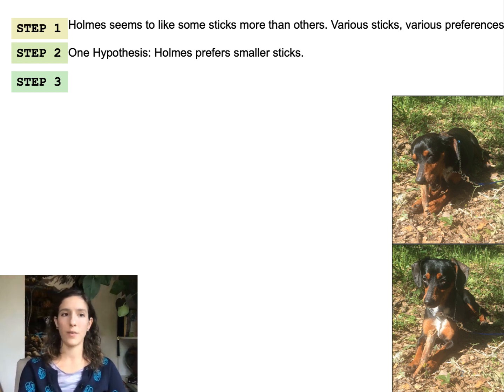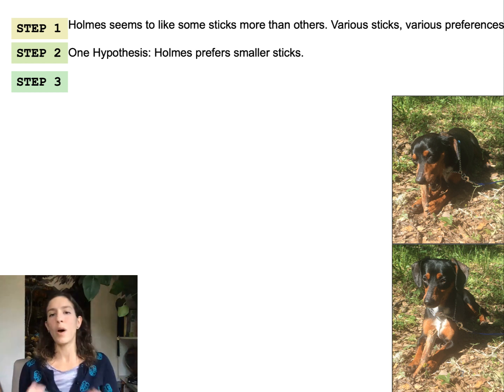So then can I just give him one small stick and one large stick and see which one he picks? No, that is also not good enough to fully answer this question of what Holmes's favorite type of stick is. If we just give him one of each, well, maybe he's just choosing the small one here because there was a little bit of honey residue on it. Or maybe this large one had some strange smell to it that he did not like. So just because he chose this one doesn't mean that he always will choose a small stick. That would be an inductive leap.